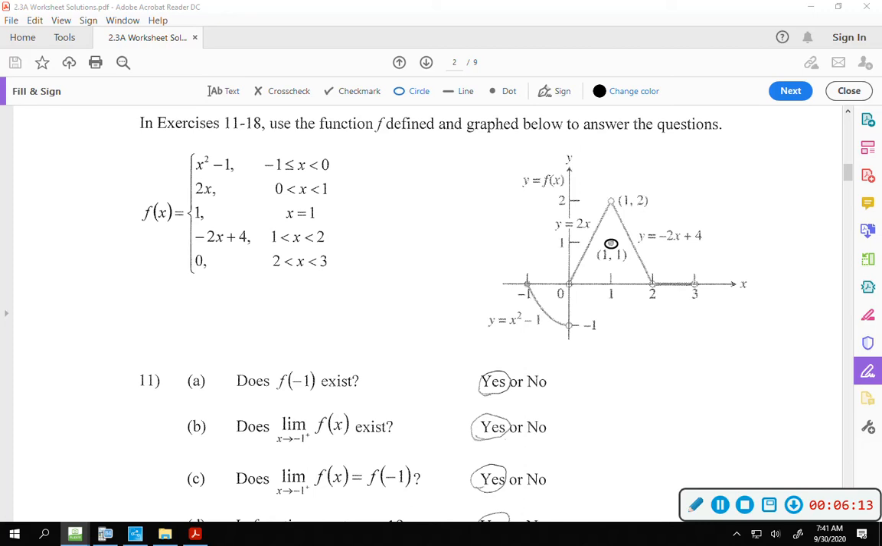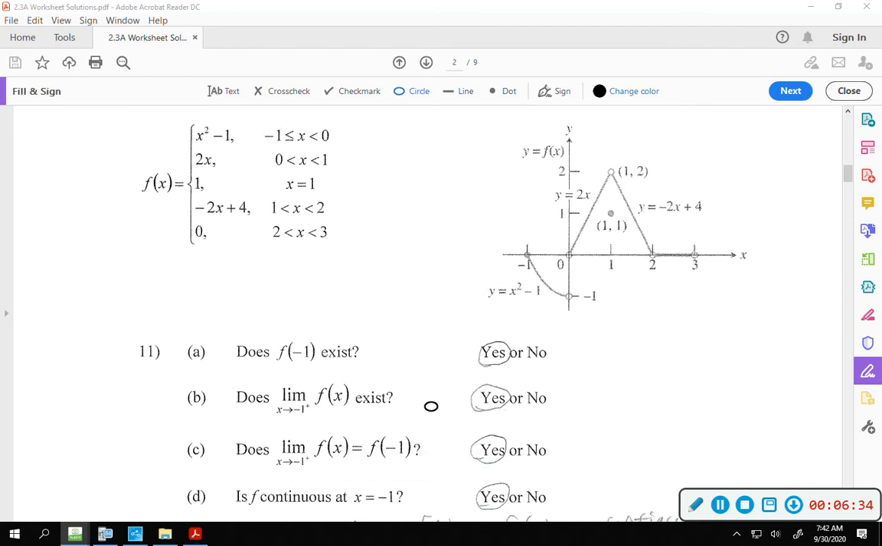It's the point (1, 1). Then it's a negative sloped line. And then it is a horizontal line. So let's just start. Does f at -1 exist? Yes, right there. It's a filled in hole. f(-1) is 0.